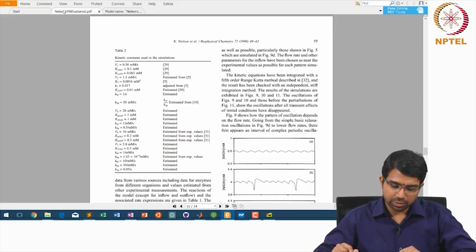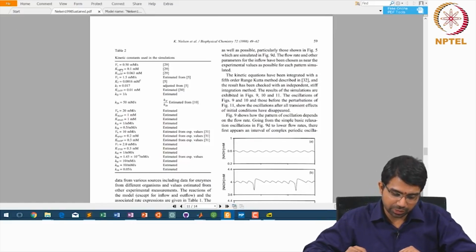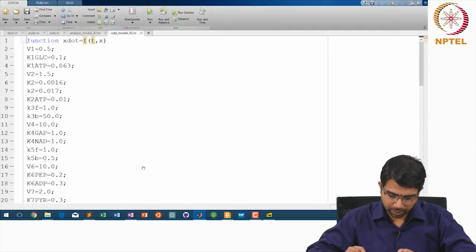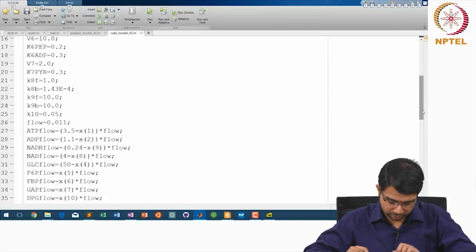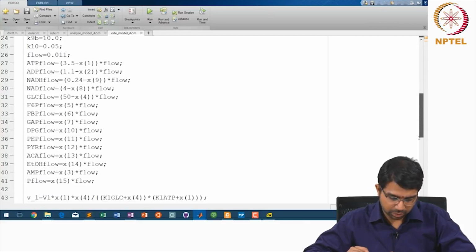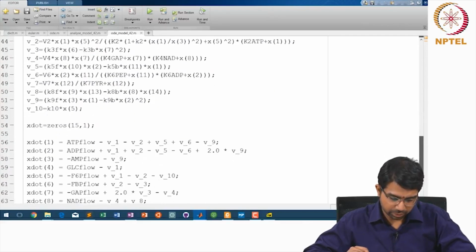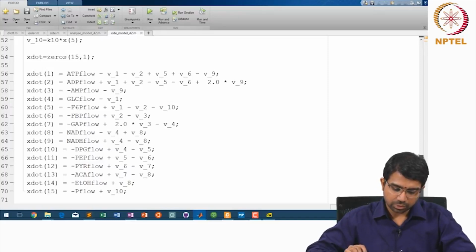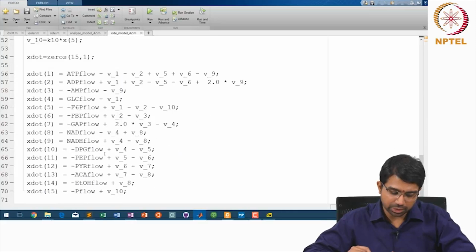On the next page, it says V1 is 0.5, K1 GLC is 0.1 millimolar, K10 is 0.05 per second, and so on and so forth. We have all these values listed here, and so it goes. You have all the equations listed here. X dot 1 is this, x dot 2 is this, x dot 15 is this.